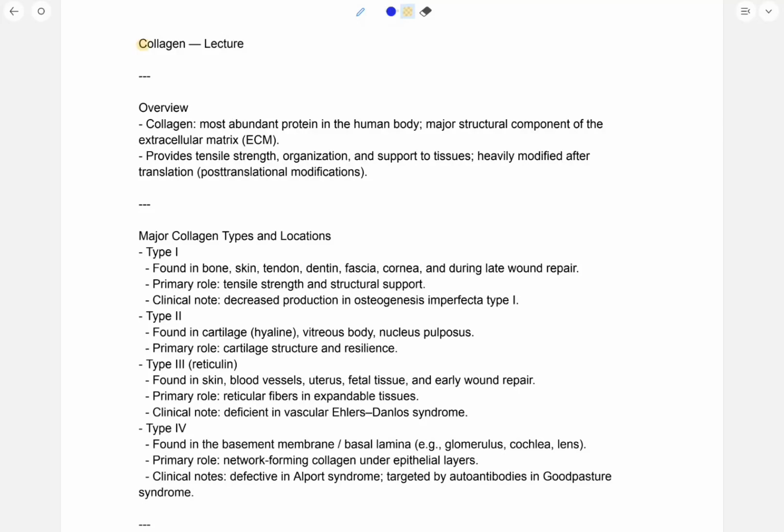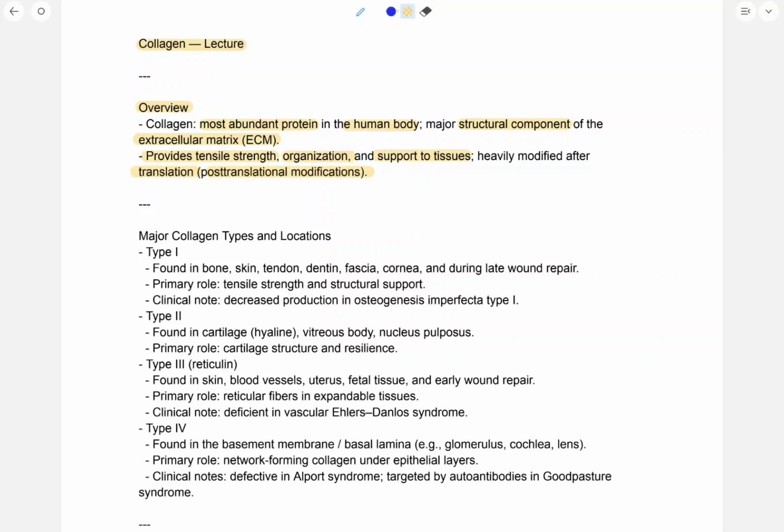Now we will discuss collagen. Overview. Collagen is the most abundant protein in the human body and a major structural component of the extracellular matrix, or ECM. Collagen provides tensile strength, organization, and support to tissues, and it is heavily modified after translation.